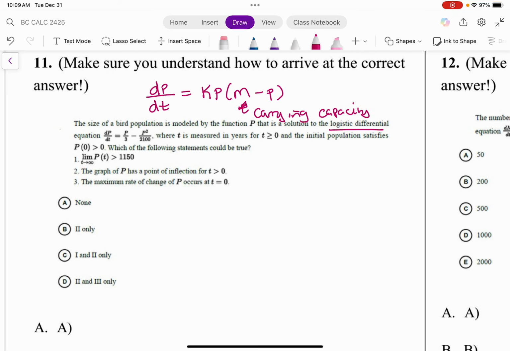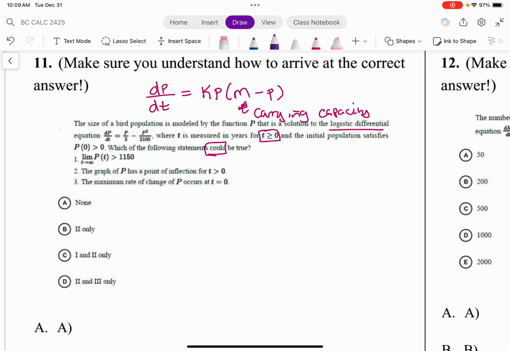T is measured in years for t greater than or equal to 0 time value. And the initial population is that P of 0 is greater than 0. Okay, so positive initial population. Which of the following statements could be true? So this word could be true is actually essential in this problem.